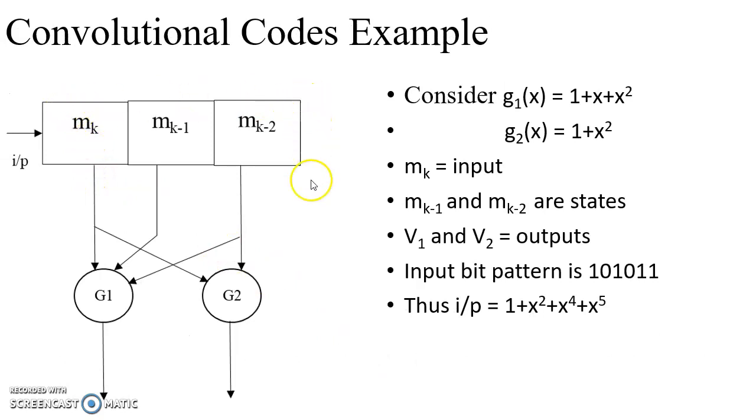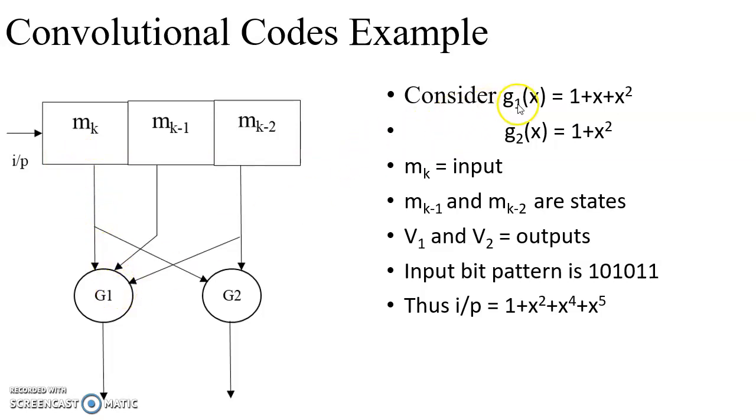Here we have an example of a convolutional encoder. There are 3 shift registers: Mk, Mk-1 and Mk-2. Out of these, Mk is treated as the input and Mk-1 and Mk-2 are the states. So there are 3 shift registers, and the constraint length is going to be 3.